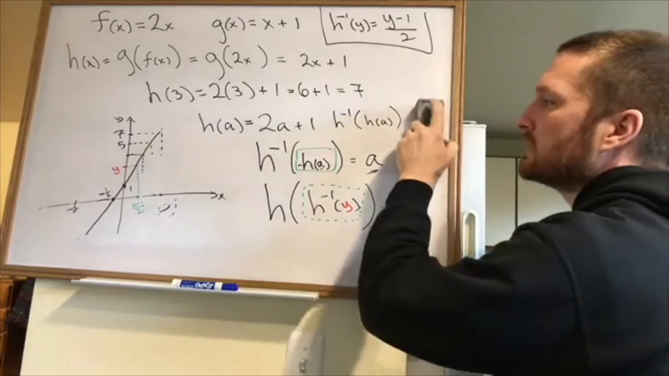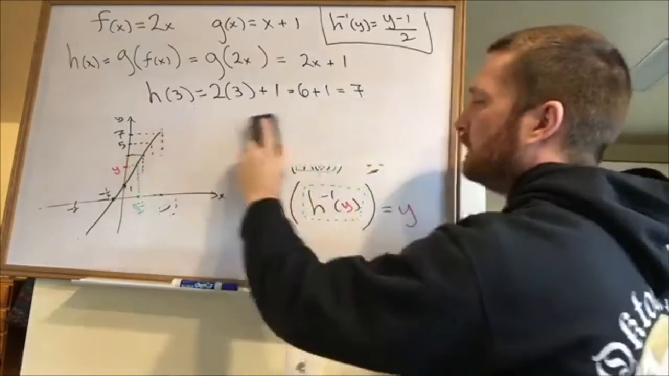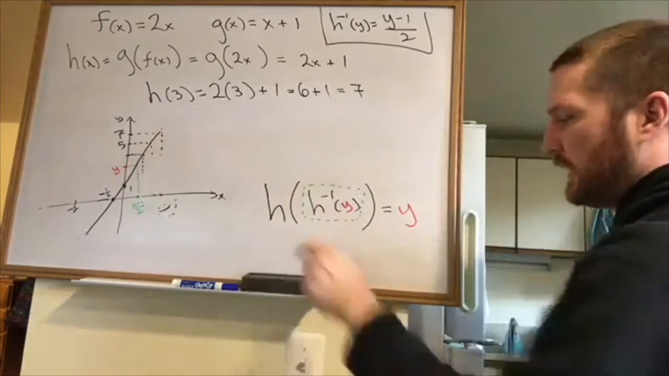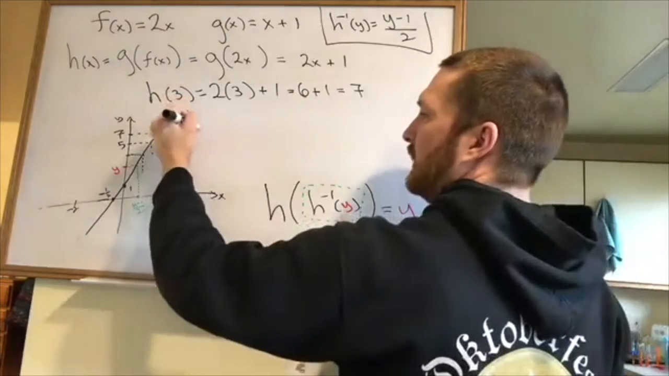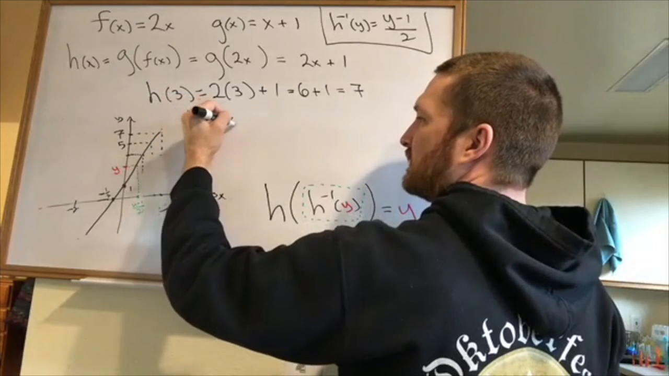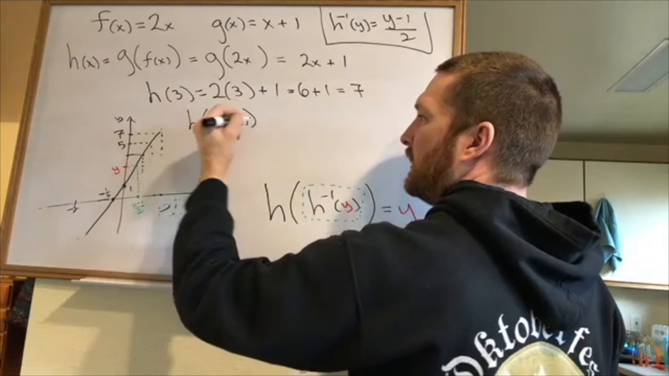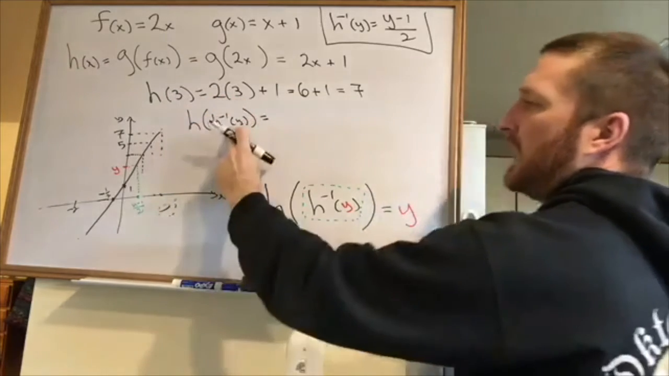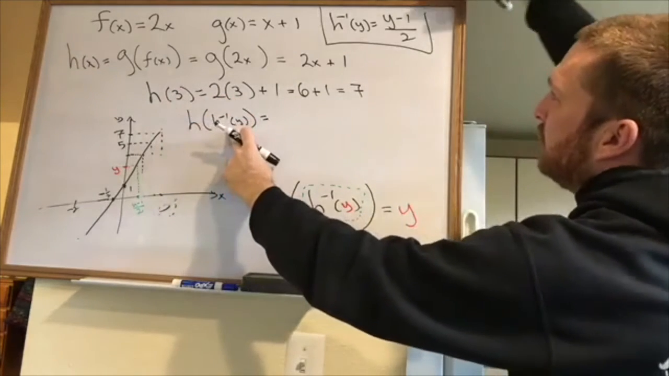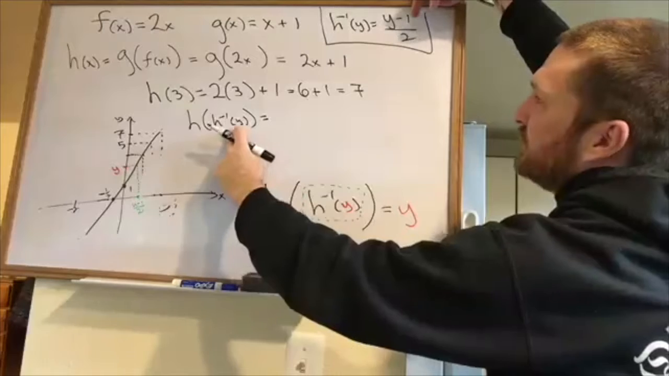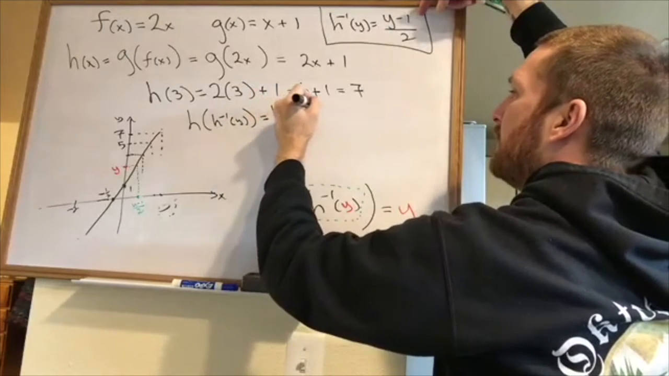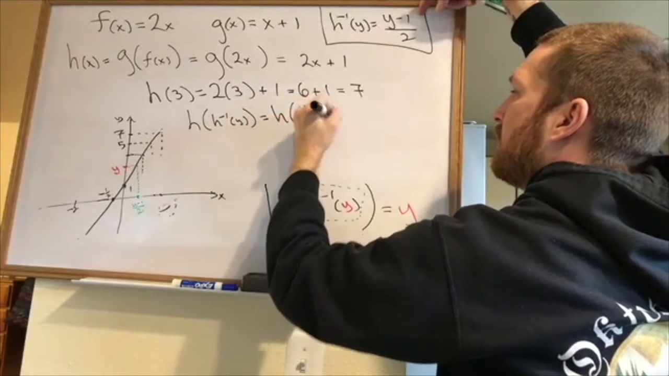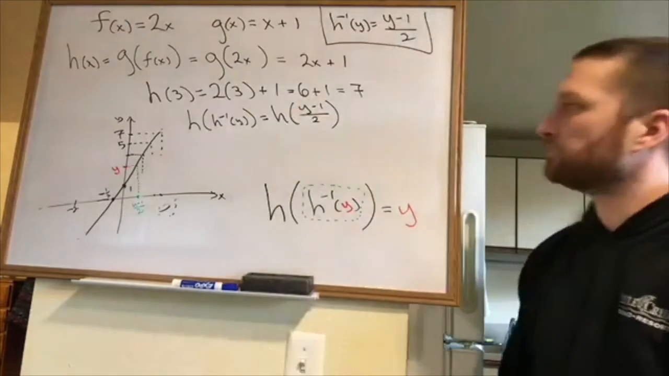I'm going to erase this stuff right here. And say, okay, I have h of h inverse of y, h of h inverse of some number y. H inverse of some number y, that's that function right there. And so I have h of y minus 1 all over 2. Okay.